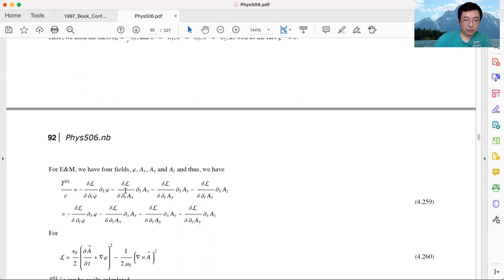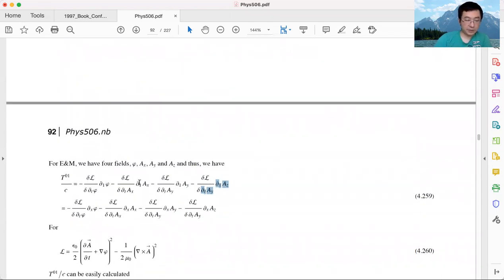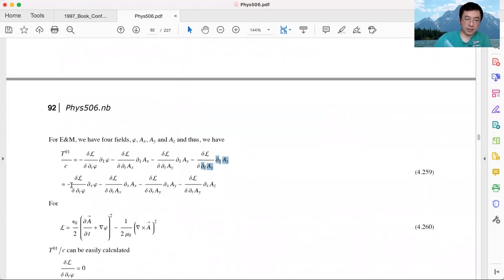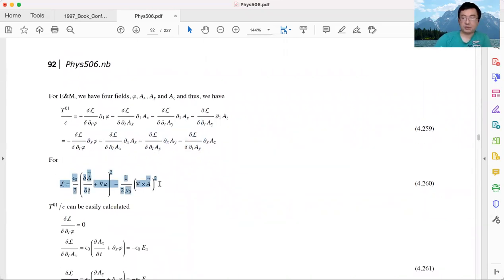And again, we actually have four fields here, so we need to do this for phi, for Ax, for Ay, and for Az. That's the same as what we learned earlier on. And again, for partial 1, we replace it with partial x, and partial 0 we replace with partial t. So that's the formula we have. And the Lagrangian density is this, the same Lagrangian density we derived from symmetry.